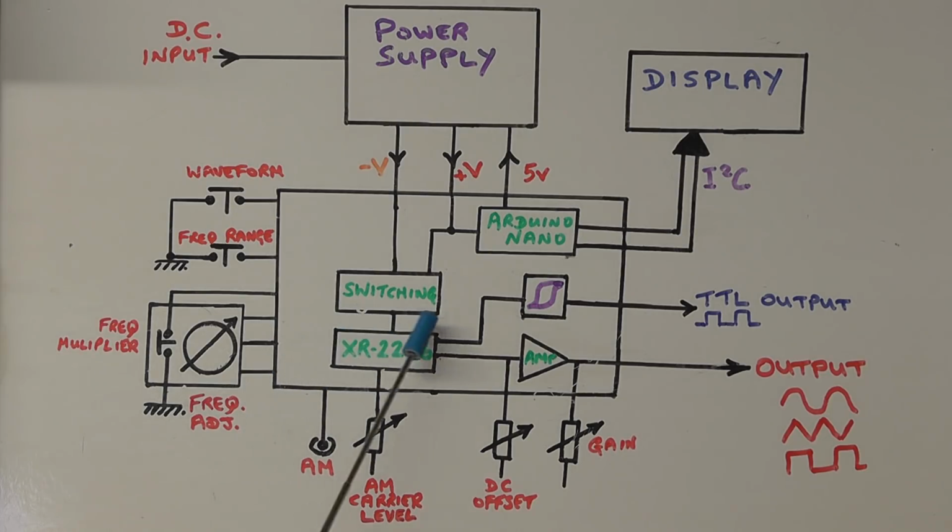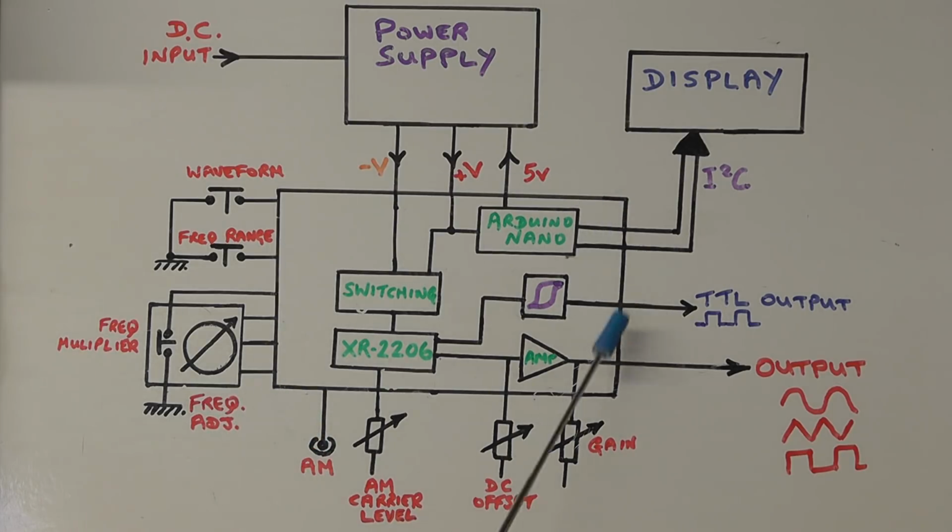We're also going to include some CMOS switching on this module, and that will allow us to switch the waveform output with a single push button, so we can toggle through the different modes, and we can also change the frequency range again with a single button, toggling through the frequency ranges. So that simplifies the control in terms of the waveform selection, the frequency range selection, and the frequency itself.